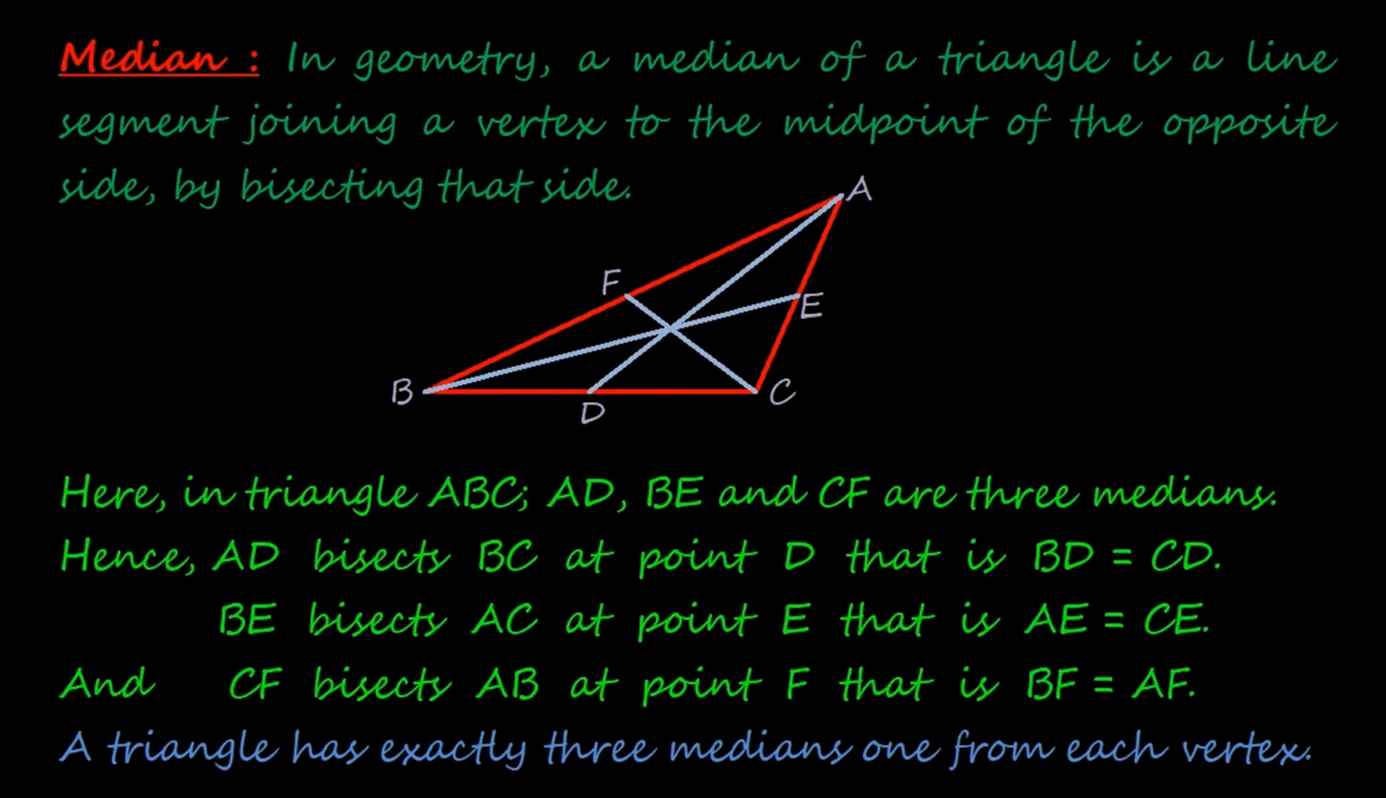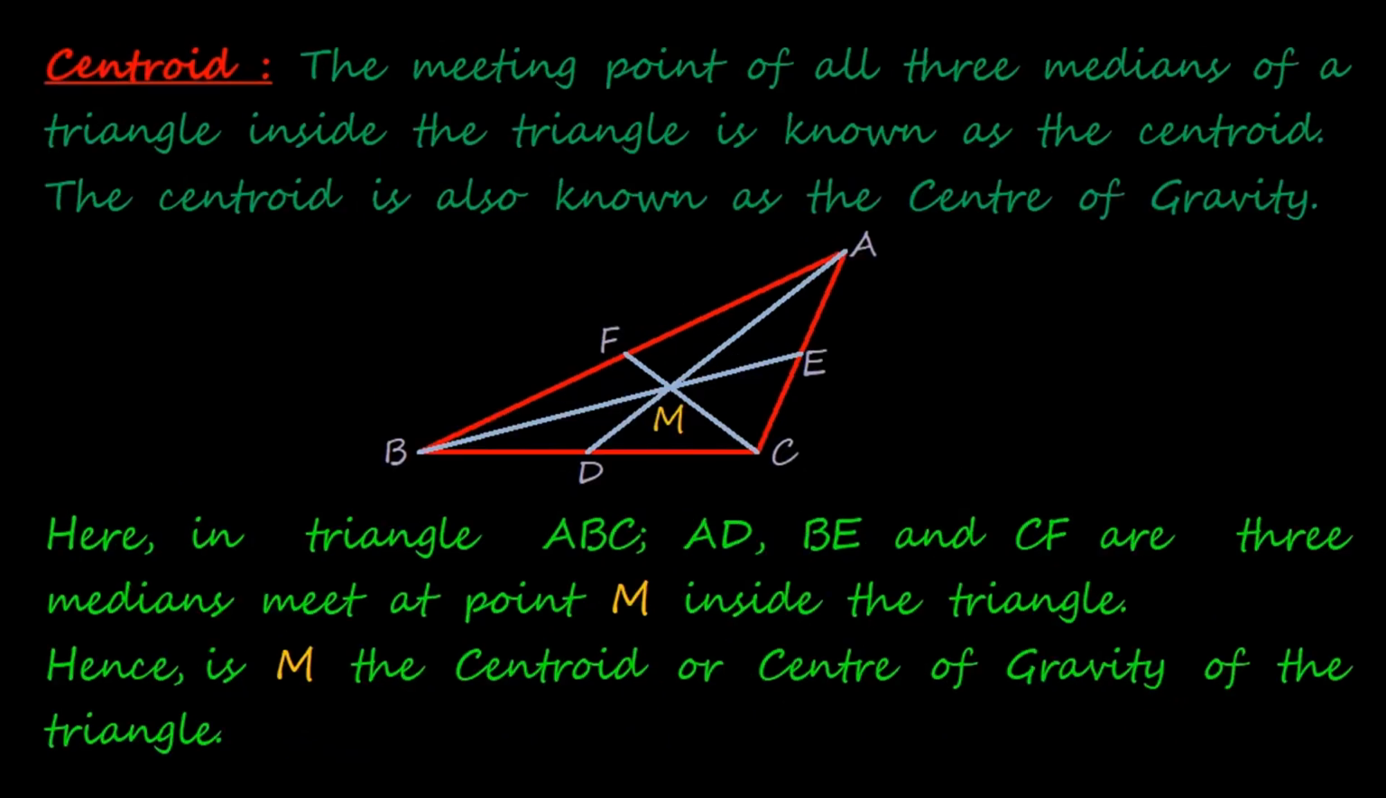Here AD bisects BC. That means BD is equal to CD and D is the midpoint of BC. Similarly, CF bisects AB, where F is the midpoint of AB. Therefore, BF is equal to AF. And BE bisects AC. That means E is the midpoint of AC. Therefore, AE is equal to CE. Every triangle has exactly three medians, one from each vertex.